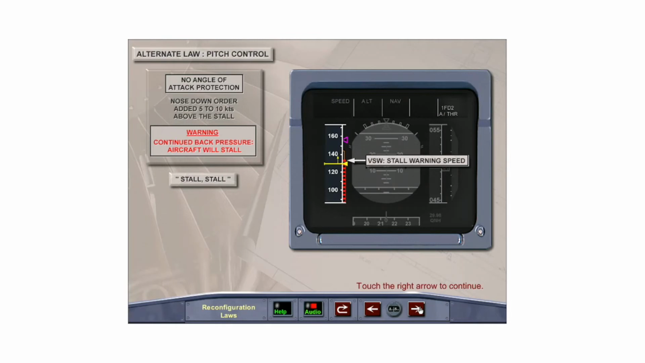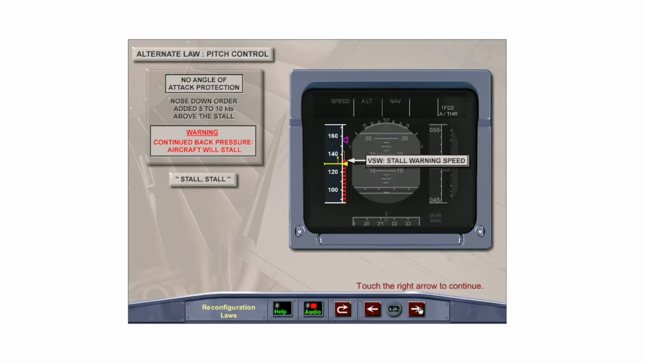At the low end of the speed envelope, a nose-down pitch order is added, starting at 5 to 10 knots above the stall. That will gently push the nose over in order to keep the speed from decreasing further. If the pilot continues to pull the stick back, the aircraft will stall, since angle of attack and alpha floor protections are not available. An oral stall warning is generated at an appropriate margin above the stall.